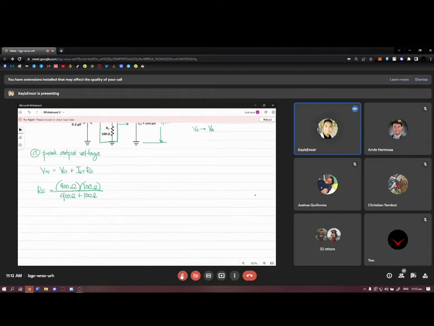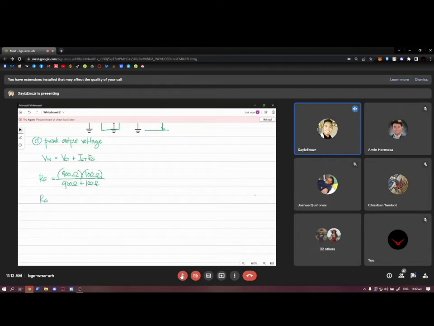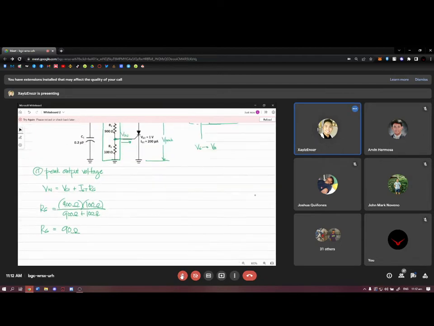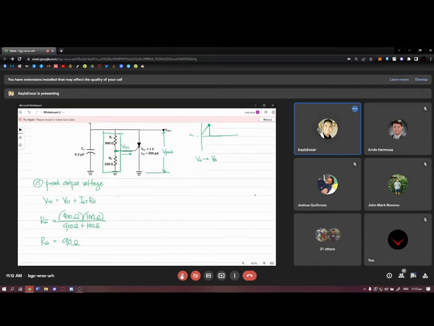So, ilan si RG natin? Okay, complete nga to. Ilan yung RG? 90 po. So, we have 90 ohms. Okay? So, therefore, we can now determine yung ating VN. So, according sa formula, our VN is VGT. Ang VGT natin is 1 volt plus IGT natin is 200 microamperes multiplied by RG na 90 ohms.